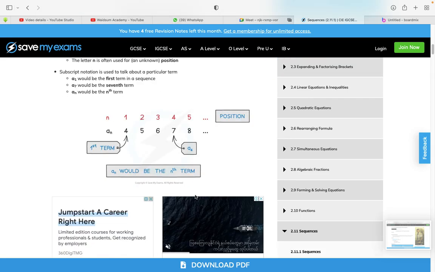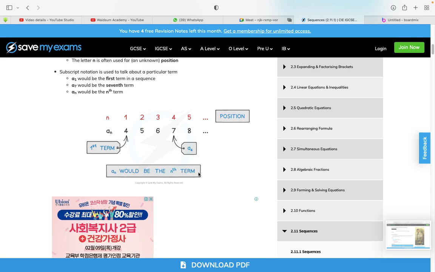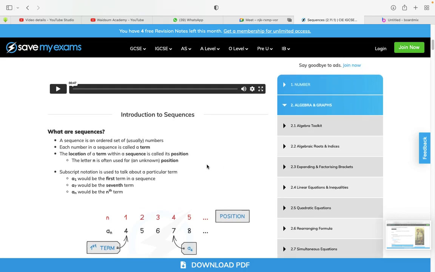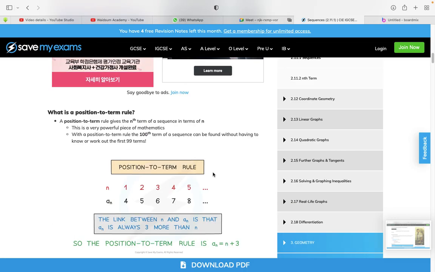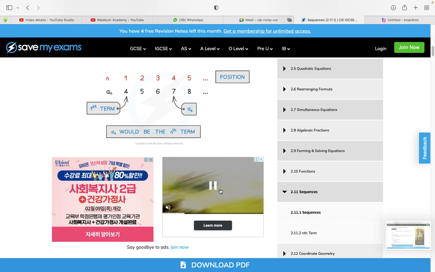If you take a look at this, these are the positions which we've shown in the table: position 1, position 2, position 3, position 4, position 5. And then you have the nth term. The first term is A1, the second term is 5, the third term is 6, the fourth term, which is A4, is 7, and the fifth term, which is A5, is 8 in this regard. So An will be the nth term.